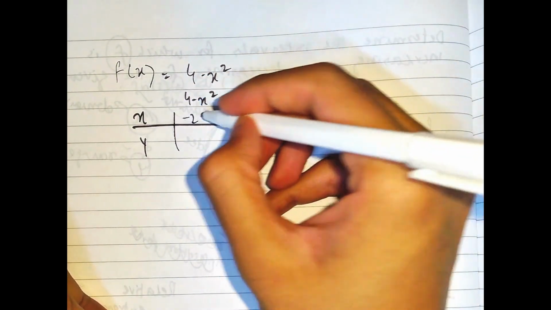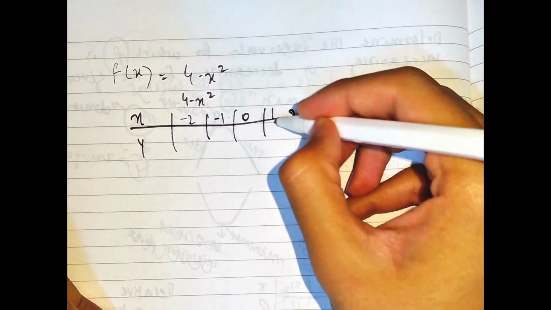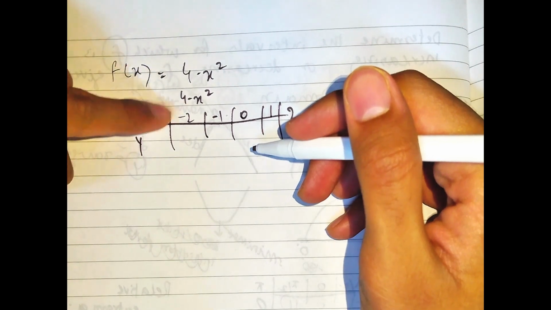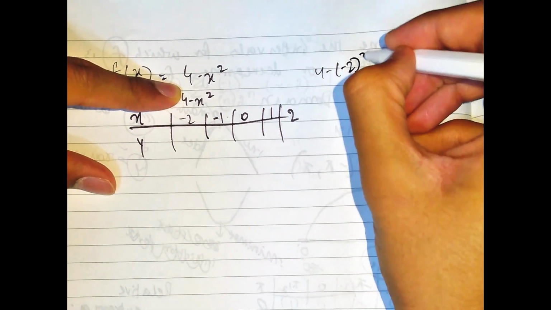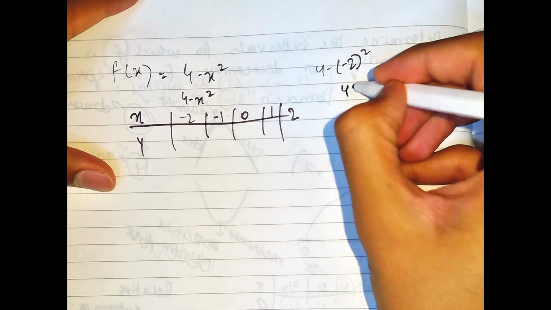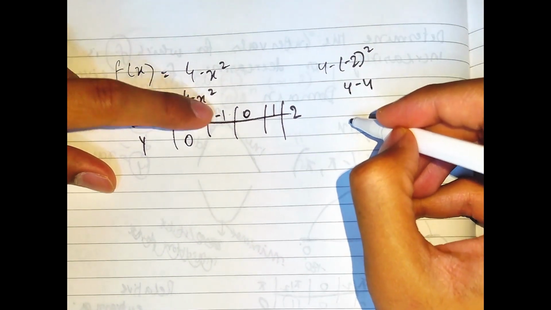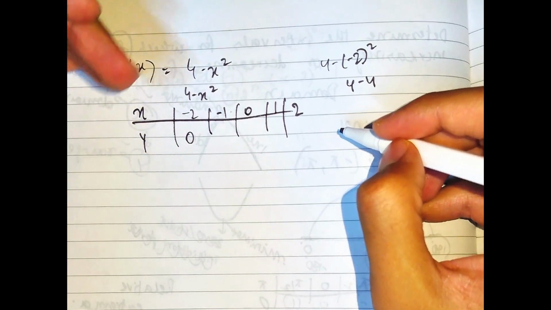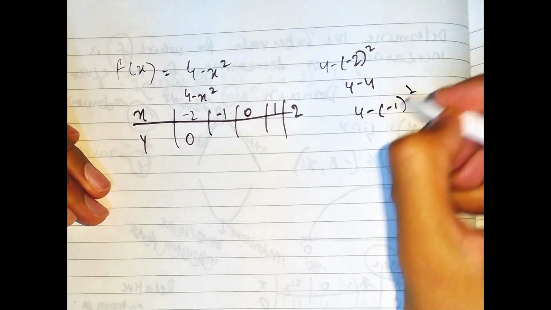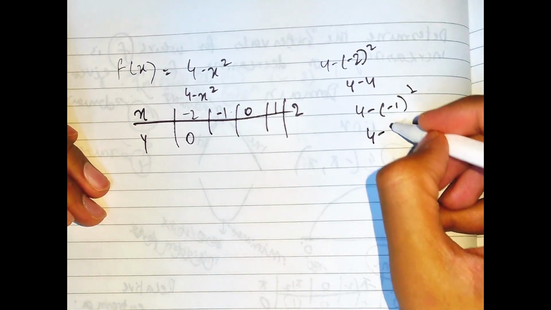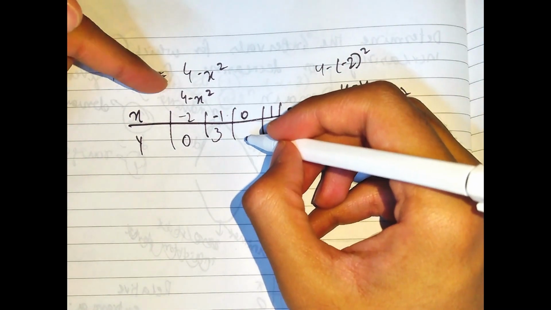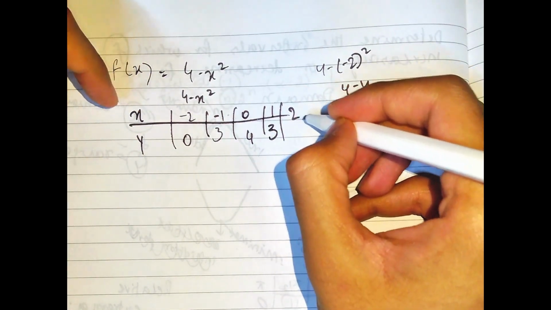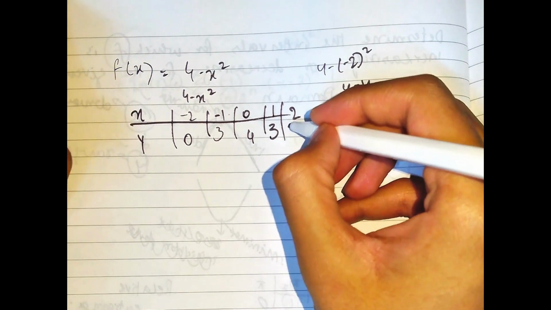So we will take the values negative 2, negative 1. Now let's see what the value of 4 minus x squared is when we put in the value of x as negative 2. So we have 4 minus negative 2 whole squared. Negative 2 whole squared is actually 4. So 4 minus 4 would be 0. And then we have the value of x as negative 1. What will be the value of y if we process this value of x through the function? So 4 minus negative 1 whole squared, which is 4 minus 1, which is 3. So we have 3. At 0, the value of this function will be 4. At 1, the value of this function will be 3. And at 2, the value of this function will again be 0.